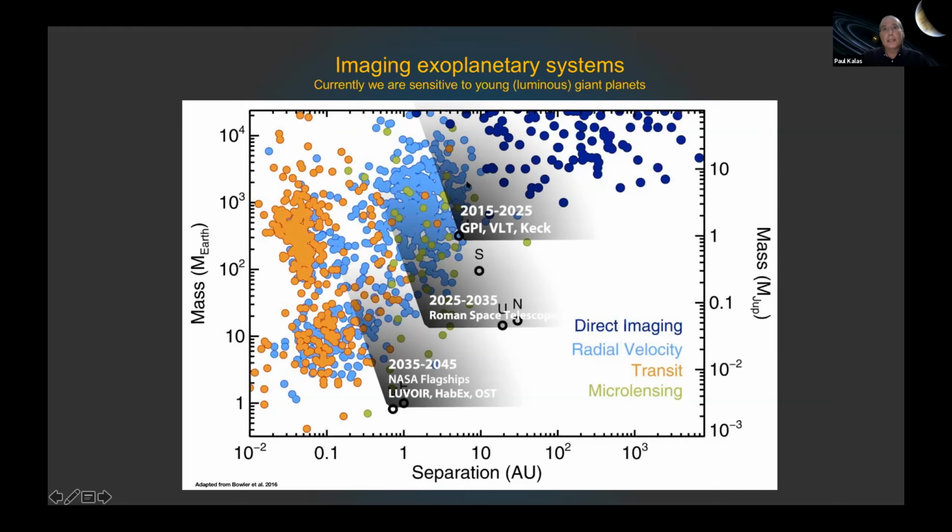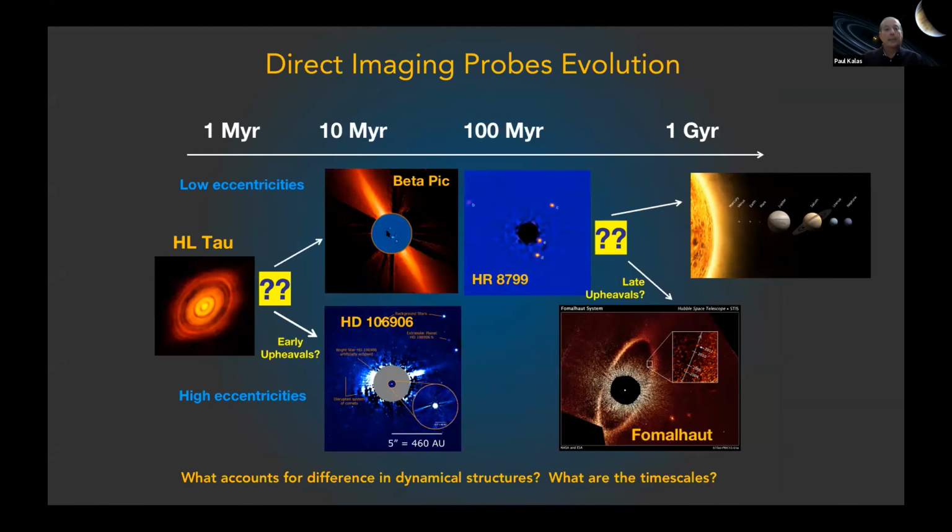But the nice thing about the planets that we're imaging up here is that they're much younger than the planets that Angelos and others are studying. So direct imaging gives us this opportunity to probe the early evolution of a planetary system. Here's just a sketch from 1 million years to a gigayear. With direct imaging, we're looking at the circumstellar disks where exoplanets are born.